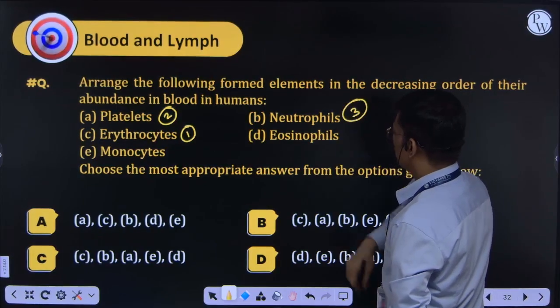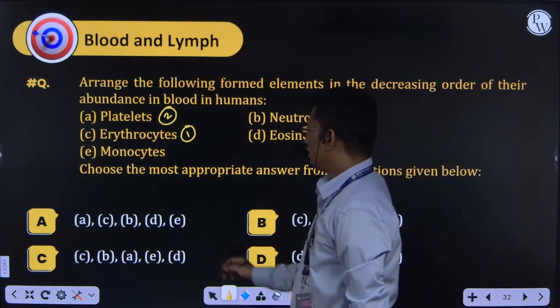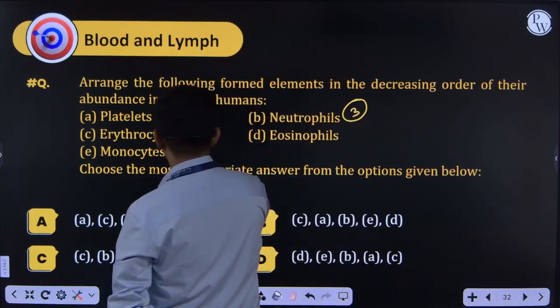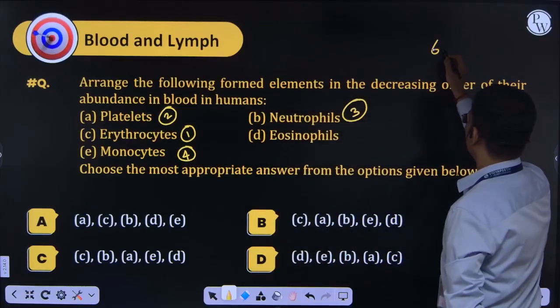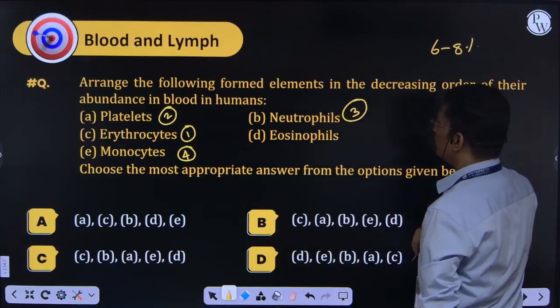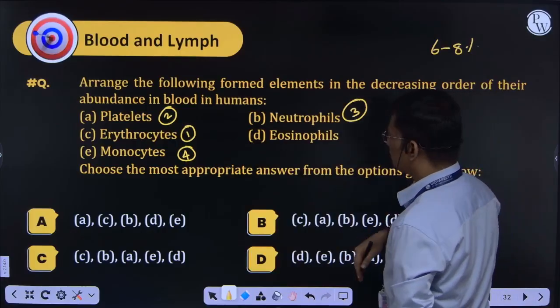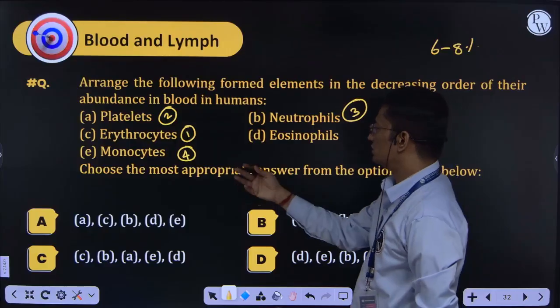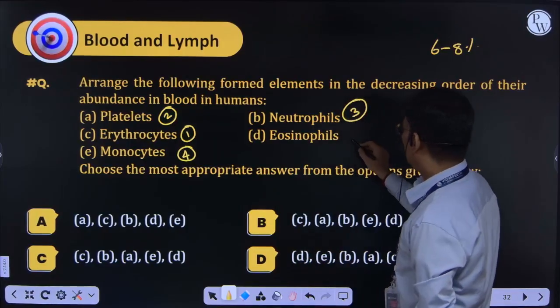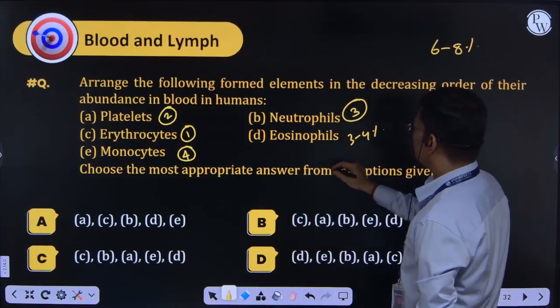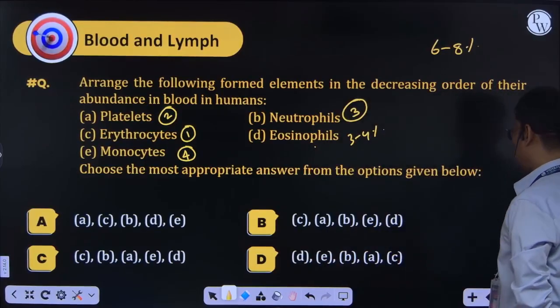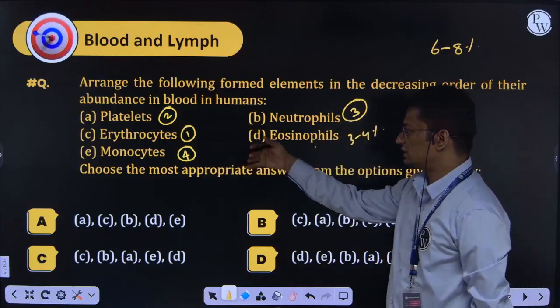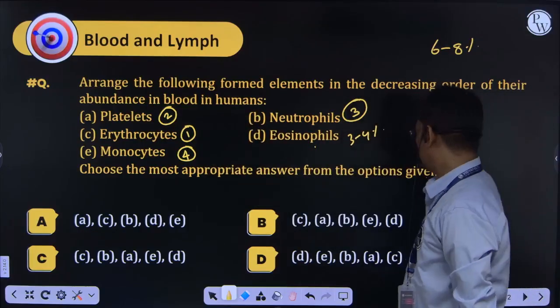65% is neutrophil. 6 to 8% is monocyte. The same 6 to 8% is the percentage of blood plasma protein. So blood plasma protein percentage and monocyte percentage is the same. 3 to 4% will be the eosinophil. So this is the decreasing order. You have to remember the values, which is more, which is less, so you can identify these things.